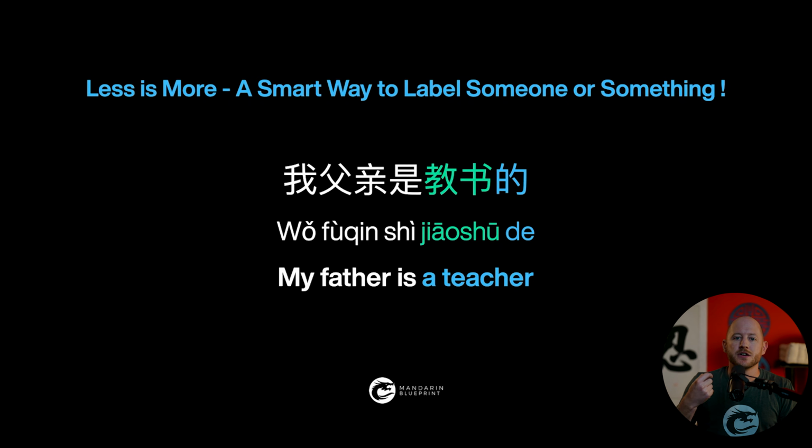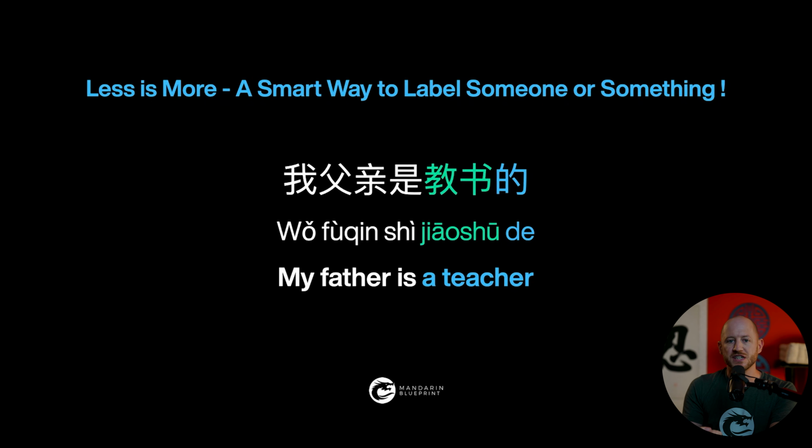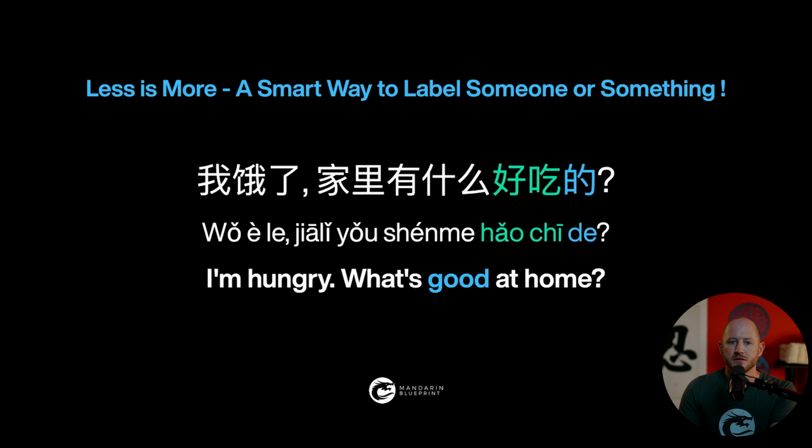So they just say 是教书的, right? My father is a teacher. And even though it translates as my father is a teacher, if you wanted to translate it literally, it's like my father is the teach books kind of thing. It's like for lack of a better term. Chinese is very contextual and it is all about finding a quick label for something. 我父亲是教书的.